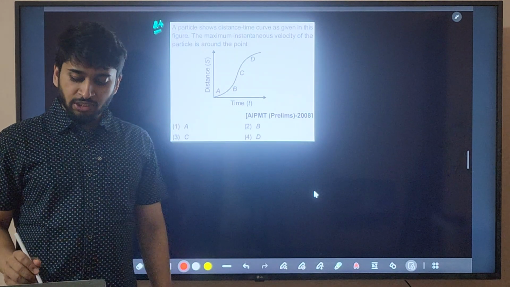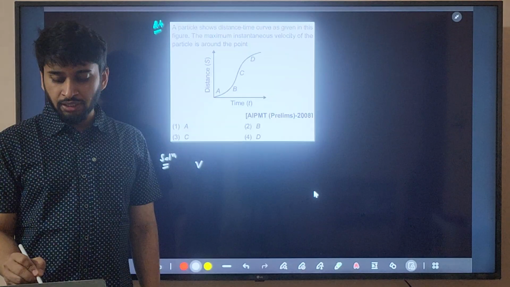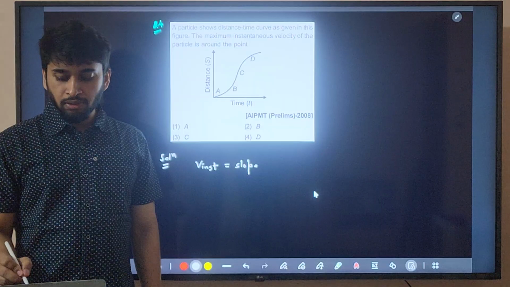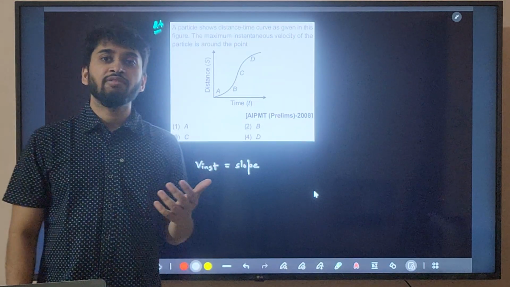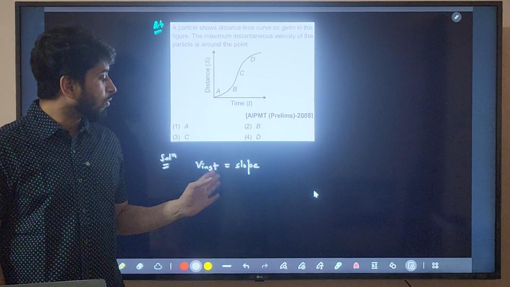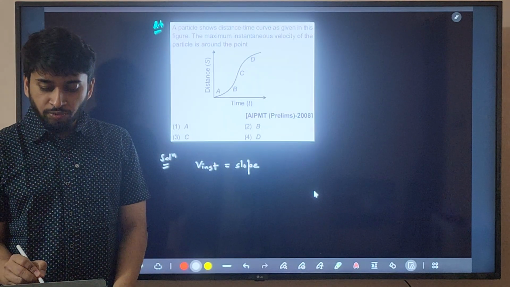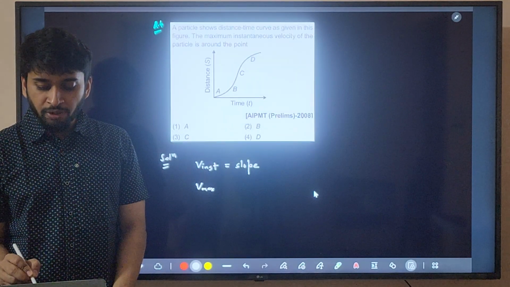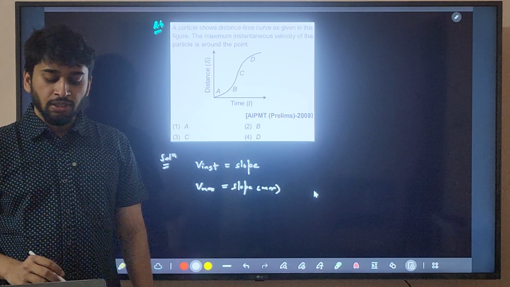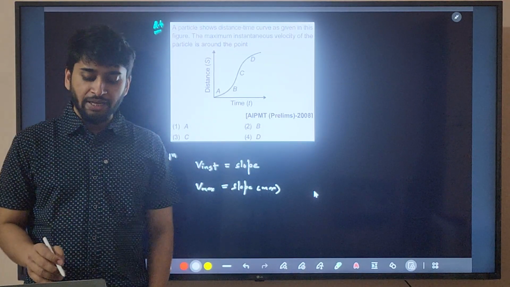So for velocity to be maximum, we know that the instantaneous velocity is given by the slope. So where will the velocity be maximum? At whichever point the slope is maximum, at that point the velocity will also be maximum, right? So Vmax will be at the point where the slope is maximum.